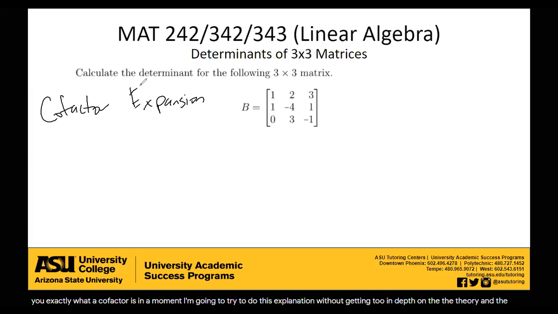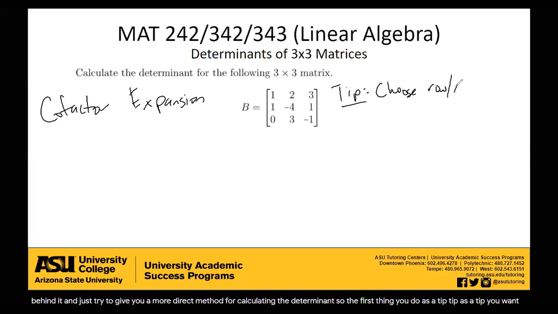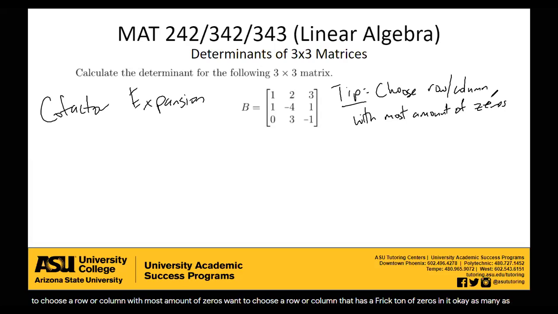So the first thing you do, as a tip, you want to choose a row or column with the most amount of zeros. You want to choose a row or column that has a lot of zeros in it, as many as possible. So which row or column would you choose here? Well, we see a 0 on the bottom left, so I'm going to end up choosing this row right there. That's the first thing you have to do if you want to calculate the determinant of a matrix.